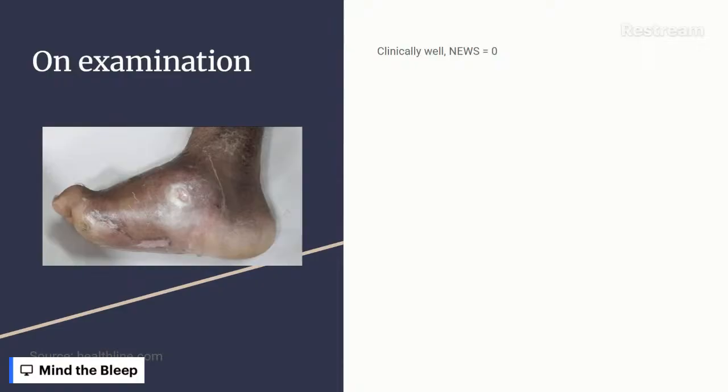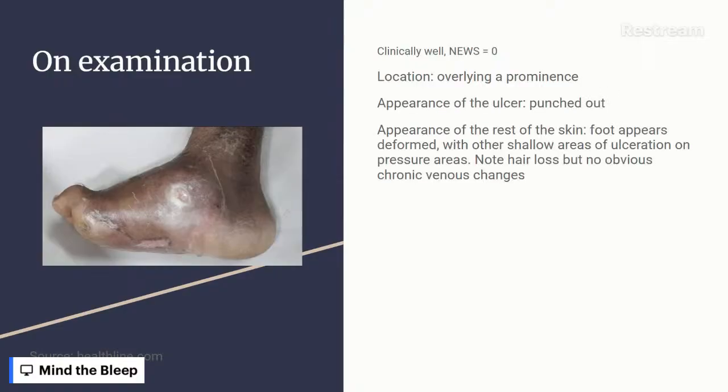Now, as you can see, the location, it's kind of overlying a particular prominence of the foot. But remember what we said about the location. There are typical locations for each type of ulcer, but those locations may be affected if there is an abnormality or a deformity to the foot, as is in this case. As for the rest of the skin, the foot appears to be deformed. There's other shallow areas of ulceration on pressure areas.